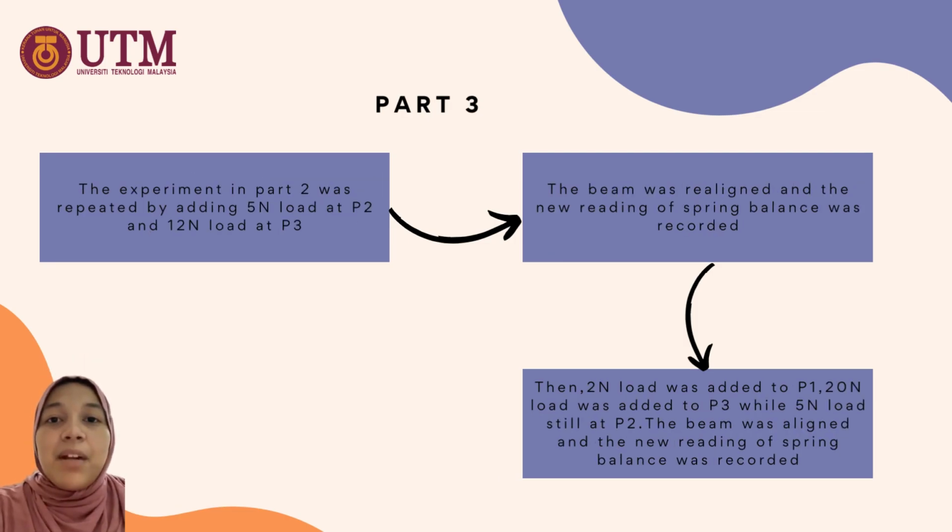The experiment in part 2 was repeated by adding 5 Newton load at P2 and 12 Newton load at P3. The beam was realigned and the new reading of the spring balance was recorded. And then 2 Newton load was added to P1 and 20 Newton load was added to P3 while P2 still remains at 5 Newton load. The beam was realigned and the new reading of the spring balance was recorded.